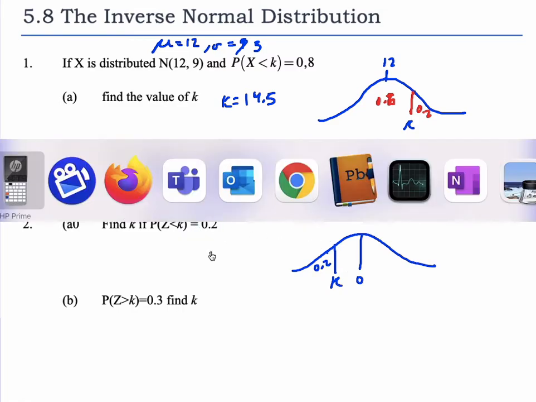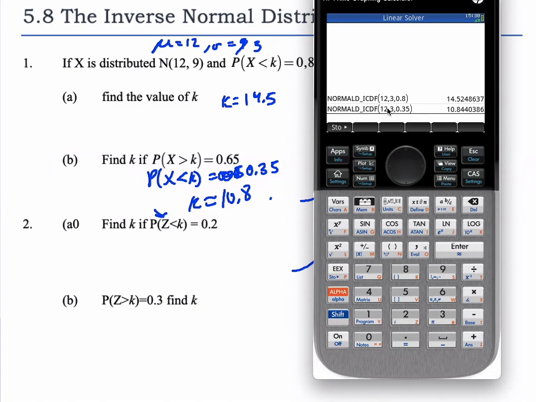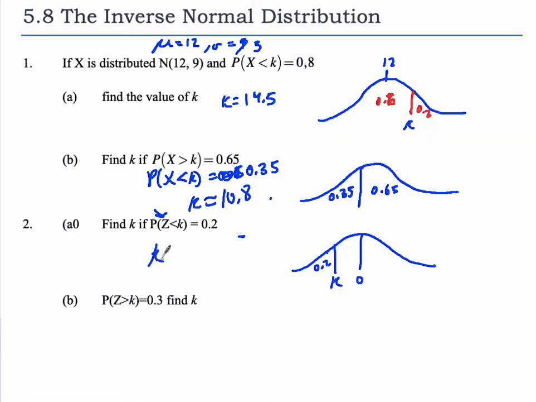On the calculator, if you don't type in the mean and standard deviation, it takes it to be the standard normal distribution. So you can just type in one number. You can just type in 0.2 and it'll give you that. So it's negative 0.842. k is negative 0.842.